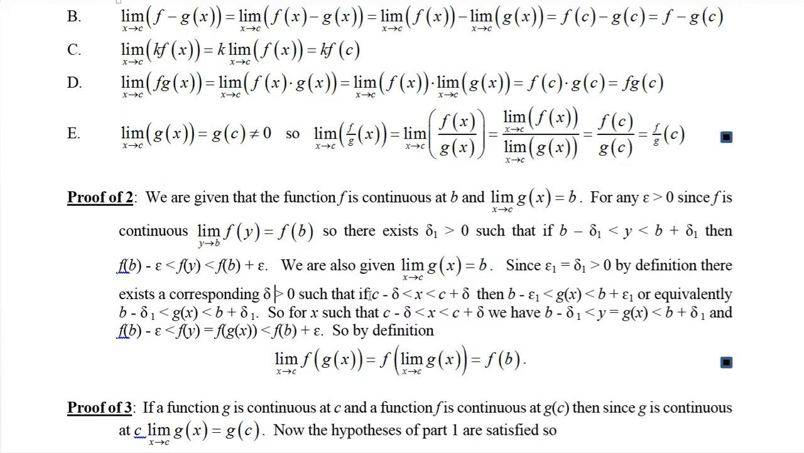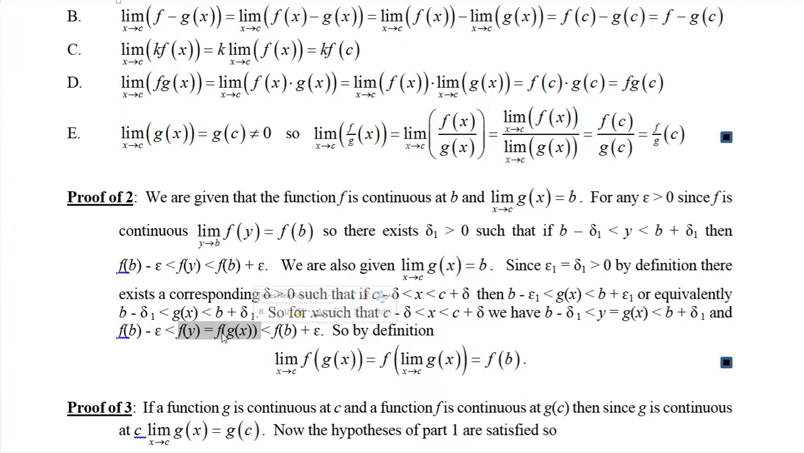But wait a minute, epsilon 1 is just delta 1. So that says g of x is between b minus delta 1 and b plus delta 1. So if we have x's in here, then we have g's, which are our y's. Our g or y is between b minus delta 1 and b plus delta 1. Well, we saw that when we had y's there, then f of y is between f of b minus epsilon and f of b plus epsilon. But wait a minute, y is just g of x. So f of y is f of g of x.